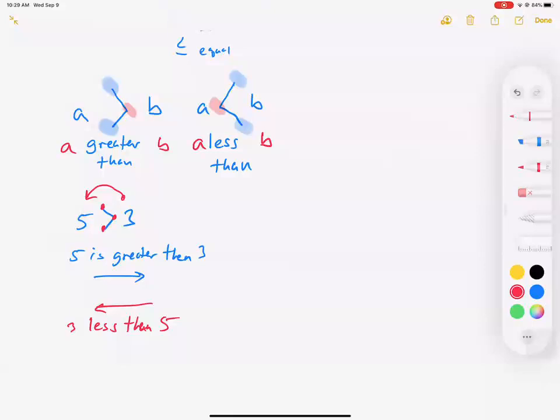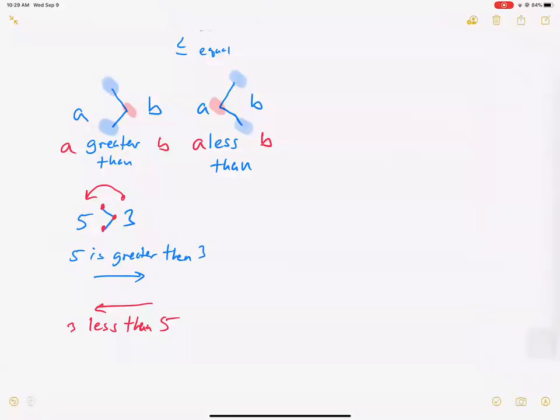So let's go through our next two. And this is drawn as A is greater than or equal to B. So greater than or equal to. So the idea of an or is that it could be one or the other.